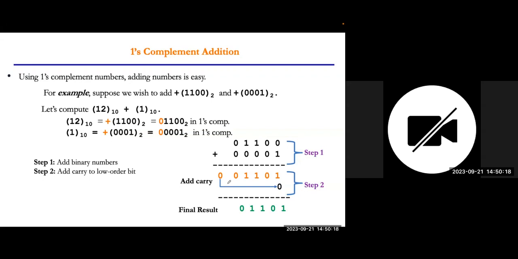When you are adding any two positive signed binary numbers, during addition, if you find any carry bit, that carry bit will be added to the lower order bit, so it will generate the final result. For example, let us see this.